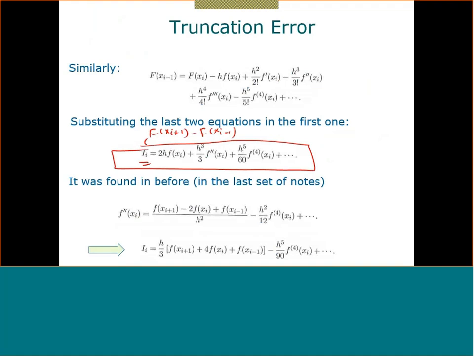Now, we know from our previous discussion that the second derivative of x of i, we derived this formula before, is f of x of i plus 1 minus 2f of x of i plus f of x of i minus 1 over h square, and this is the error for the second derivative. We mentioned that in the derivative part. So if we substitute here, you will find that this is the formula for the integration and the error. And guess what? The error is a function of the fourth derivative.